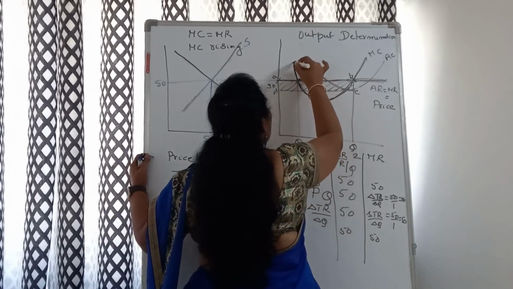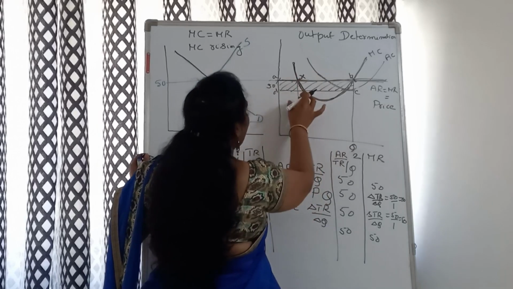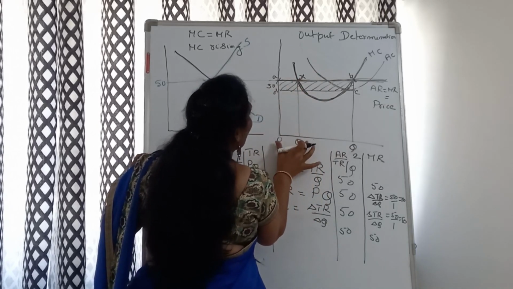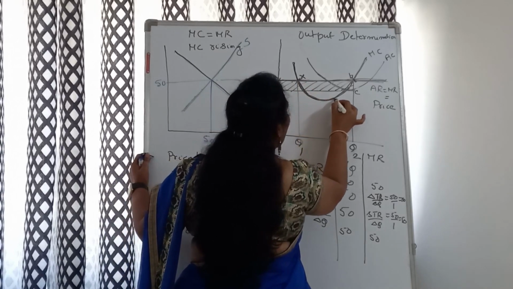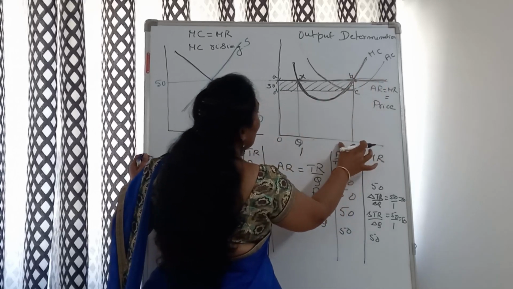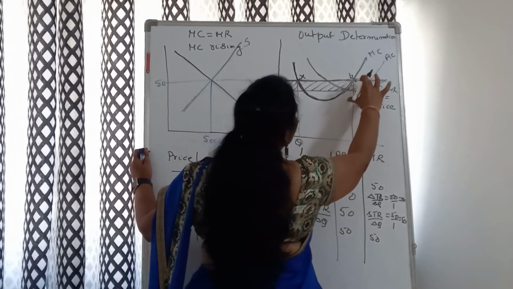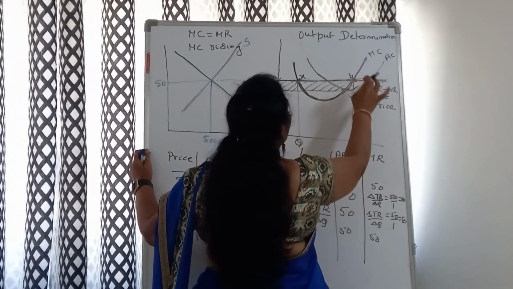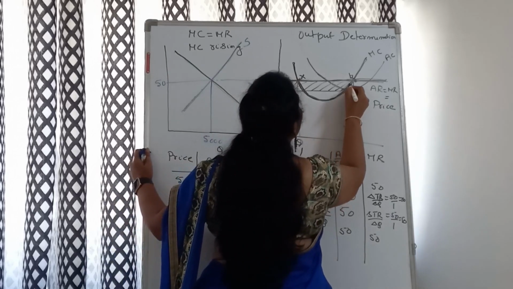So in this portion MC is falling. So he will not stop producing at point X, where he would produce only OQ1 output, but he will expand output till the other point where MC is equal to MR. He will choose the output level OQ2, because at OQ2 output, at point B, MC is equal to MR. At that point, MC is rising.